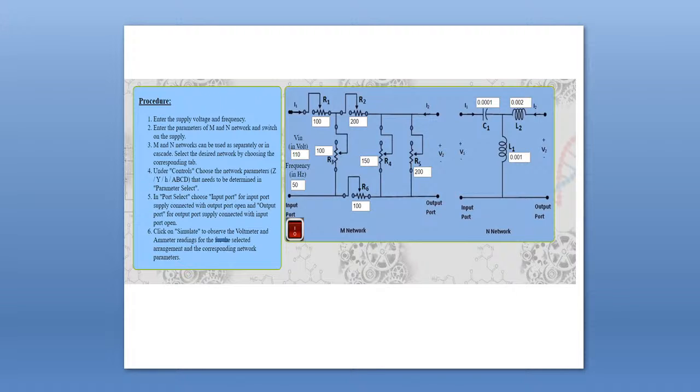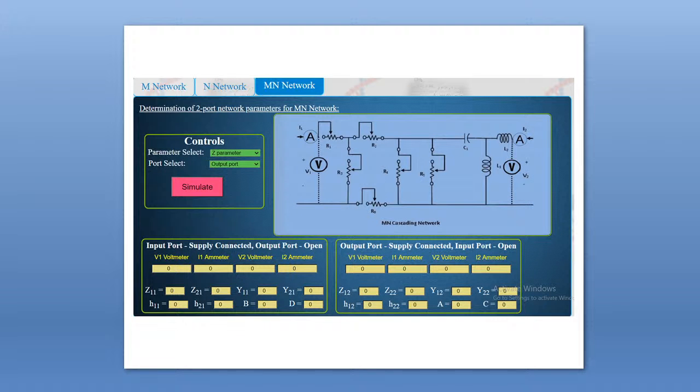So first, to verify the relationship between Z parameter and Y parameter, you have already calculated the values of Z parameter. Now you calculate the values of Y parameter, Y11, Y12, Y21 and Y22, in the same way. Okay, then you see the circuit diagram, this one circuit diagram.